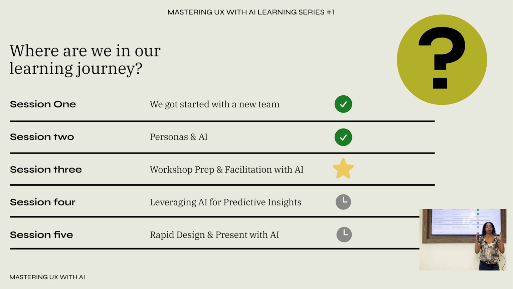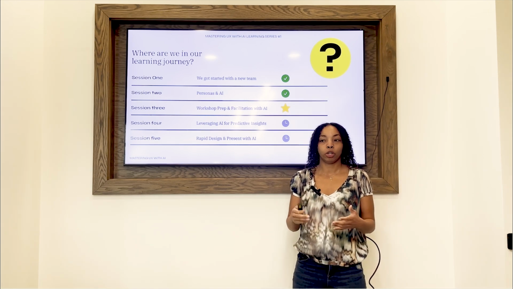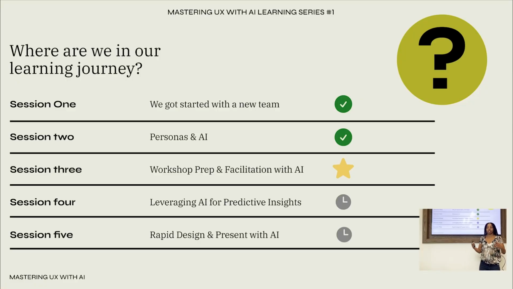And then we'll wrap it all up with rapid design and presentation with AI. So at that point in time, your client, you're going back after you've done the workshop, after you've done the synthesis, and you say, hey, this is what we're going to do, or this is what we're proposing, or this is the new design, so on and so forth, depending on whatever situation you're in. So that's where we're headed.